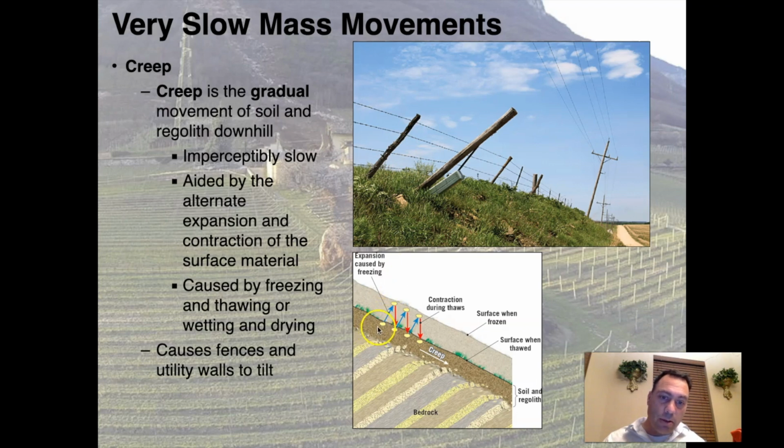So the soil will expand up and drop down according to gravity, because gravity will pull it straight down. So it'll push out, down, push out, down, push out, down, and it will cause the overall soil to creep down gradient, down the slope. And you'll see this mainly in fences and utility walls that will begin to tilt. So this is a fence line that's clearly tilting.